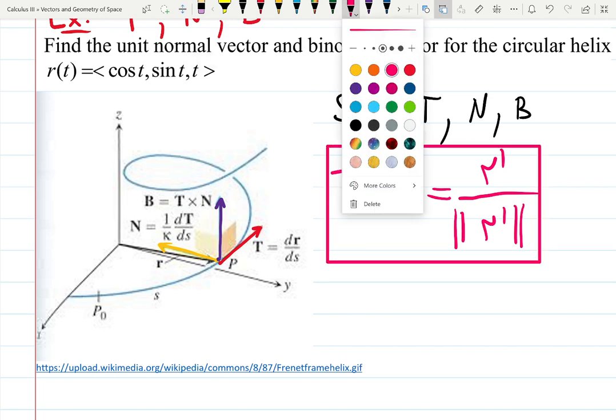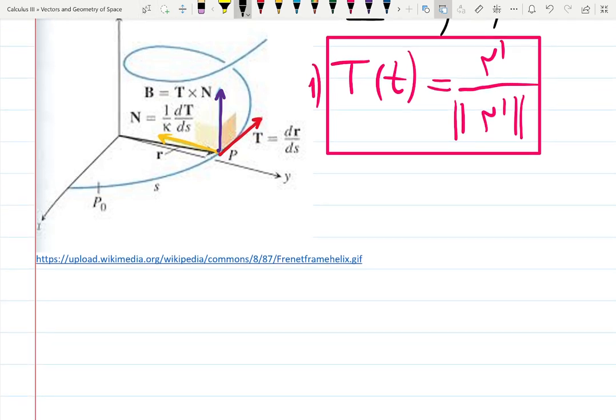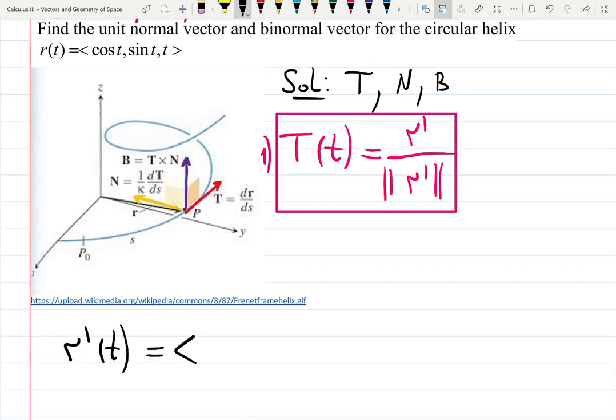I would do it in two steps, but at least we know how to start. So let's find R prime. R prime of t, nothing super crazy. You look at your function and differentiate each component. Cosine gives me a minus sine. Sine gives me a cosine. T gives me one. Don't confuse with integration. No plus C, it's a derivative. I really can see where people can mess up.